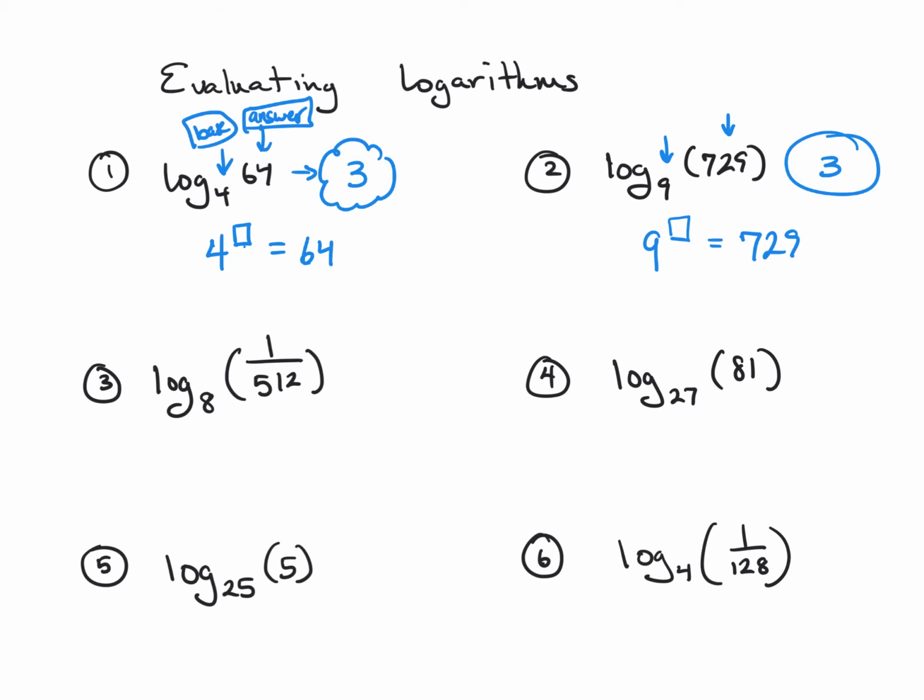The next one is log base 8 of 1 over 512. Because this is a fraction, I know my exponent must be a negative value. So 8 to the what exponent equals 1 over 512? The answer to this problem: 8 times 8 makes 64. Multiply by 8, you get 512.